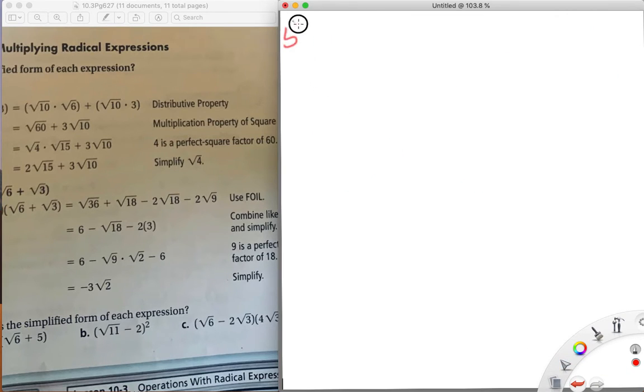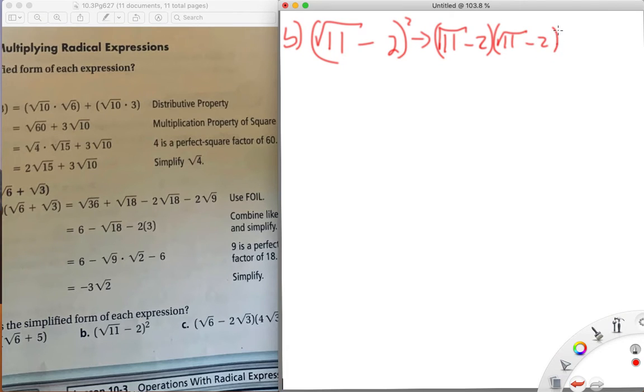For got it B, we have square root of 11 minus 2, and it's being squared, right? So that's the same thing as saying square root 11 minus 2 times the square root of 11 minus 2. So we're using FOIL, right? First, outer, inner, last. So that's going to be square root of 11 times the square root of 11, which is square root of 11 times 11.